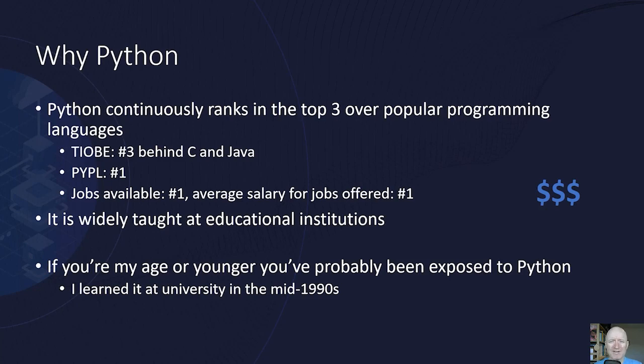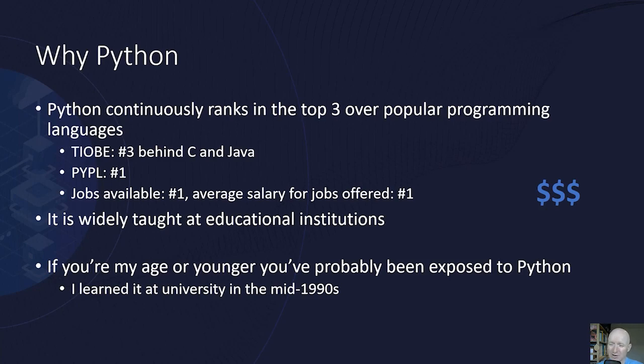So why would you want to use Python? There are various surveys on the internet that survey which programming languages are the most popular ones. There's one called TIOBE. Here Python is number 3 between C and Java. There's another one called PYPL. Here it's number 1 actually. And if you look at which programming language has the most job offerings open, it's Python. And also interesting, if you're a programmer, the average salary for Python jobs is actually among the highest as well. So something to consider for your next discussion with your manager if you are programming Python.